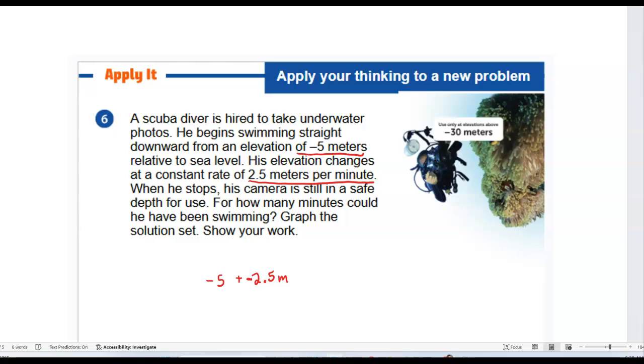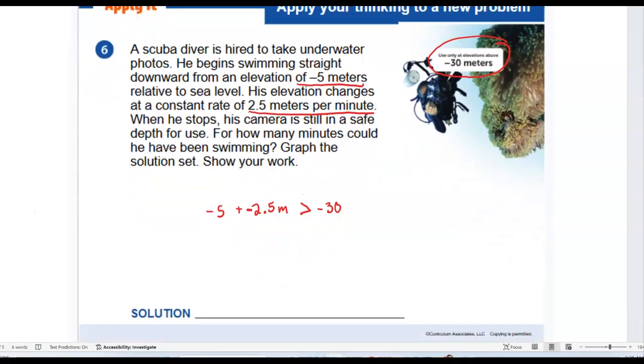When his camera stops, his camera is still in a safe depth for use. You got to use this picture, use only at an elevation above -30 meters. So whatever this is has to be greater than -30 meters. Right? So how many minutes could he have been swimming? Let's go ahead and figure this out.